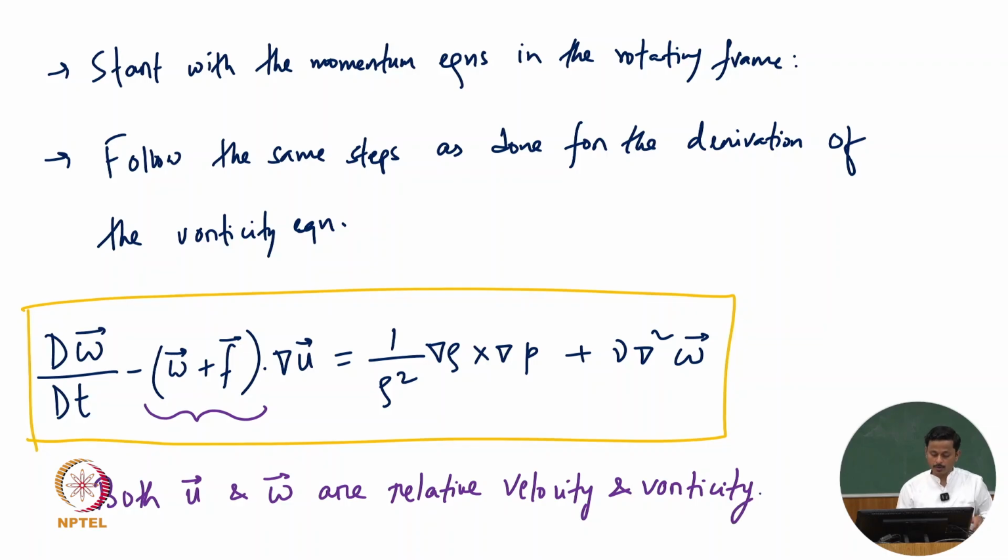What is relative velocity and vorticity is exactly the same as we described earlier. It's the measurement of velocity and vorticity with respect to the rotating frame of reference. So in correct terminology, these are relative velocity and vorticity.